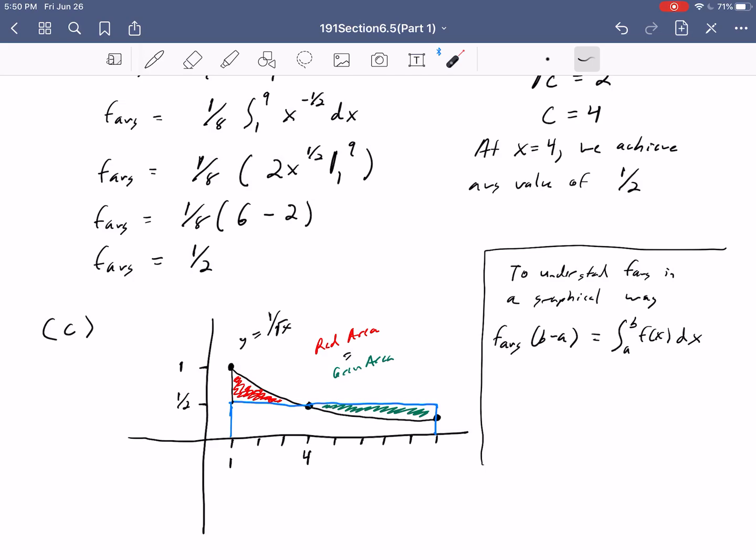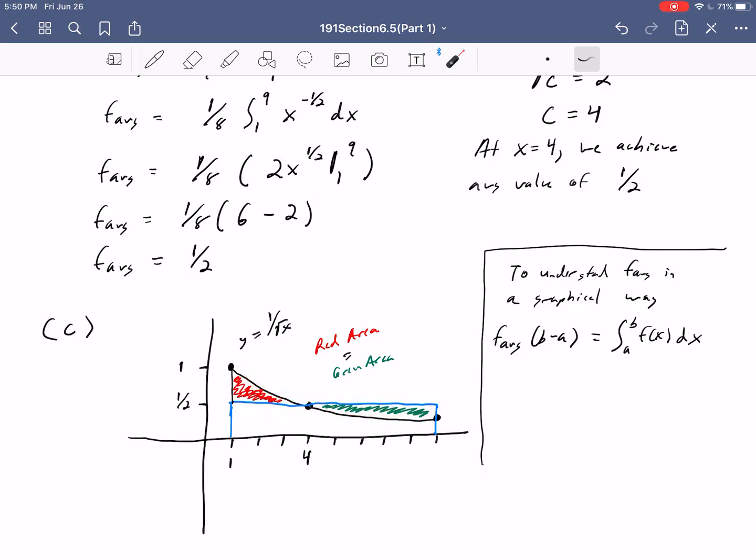Notice also the average value does not necessarily occur at the middle. On the interval from 1 to 9, the middle of that interval would actually be at 5. That would be the actual middle, but that's not where the average value occurs because, again, it's based on finding that exact tipping point where those areas are equal.